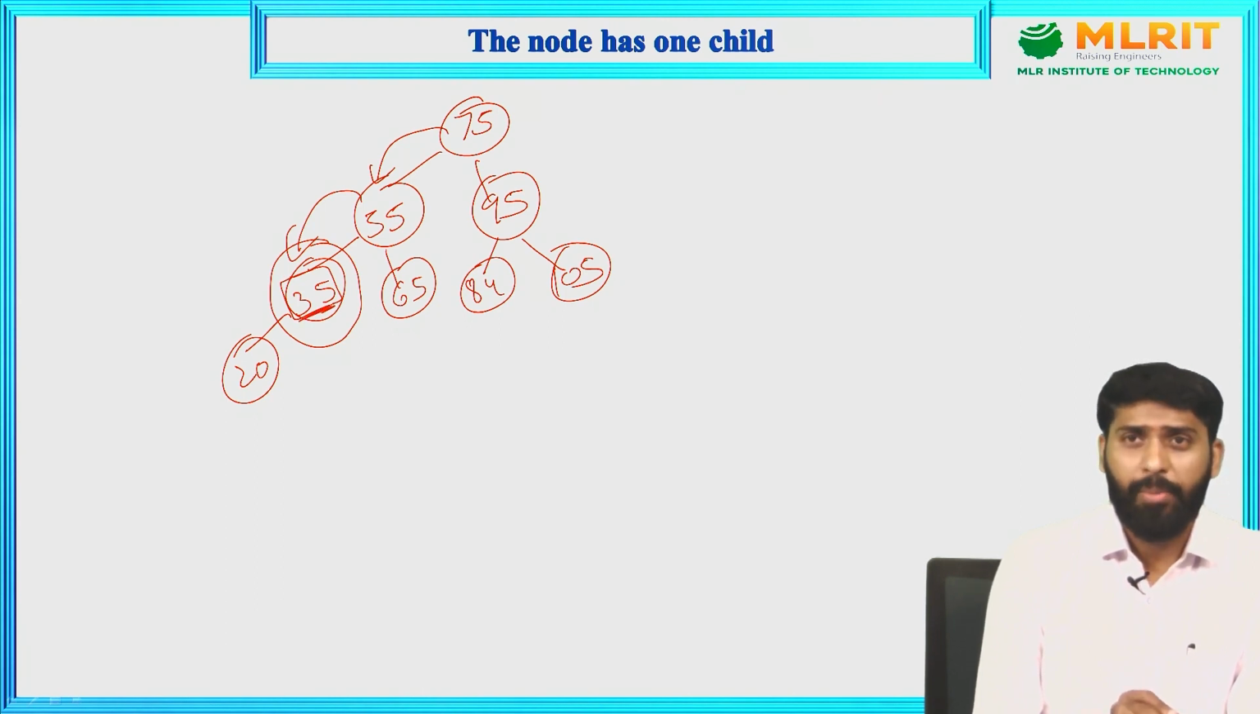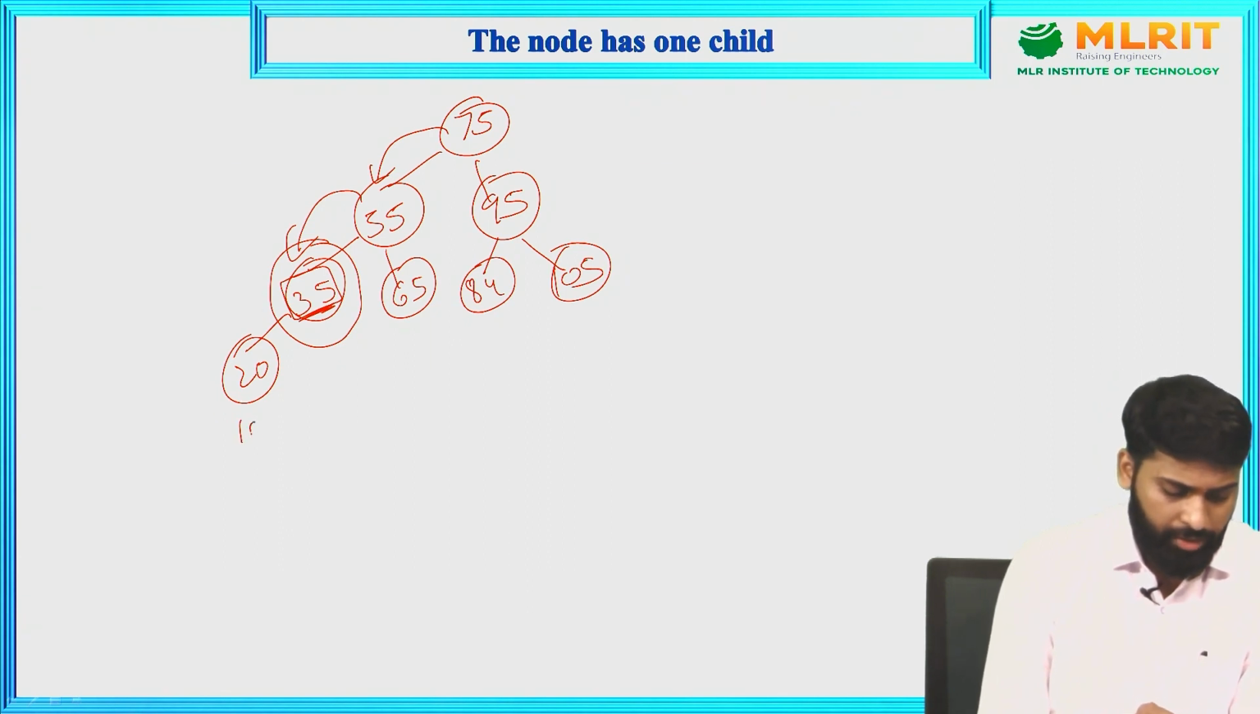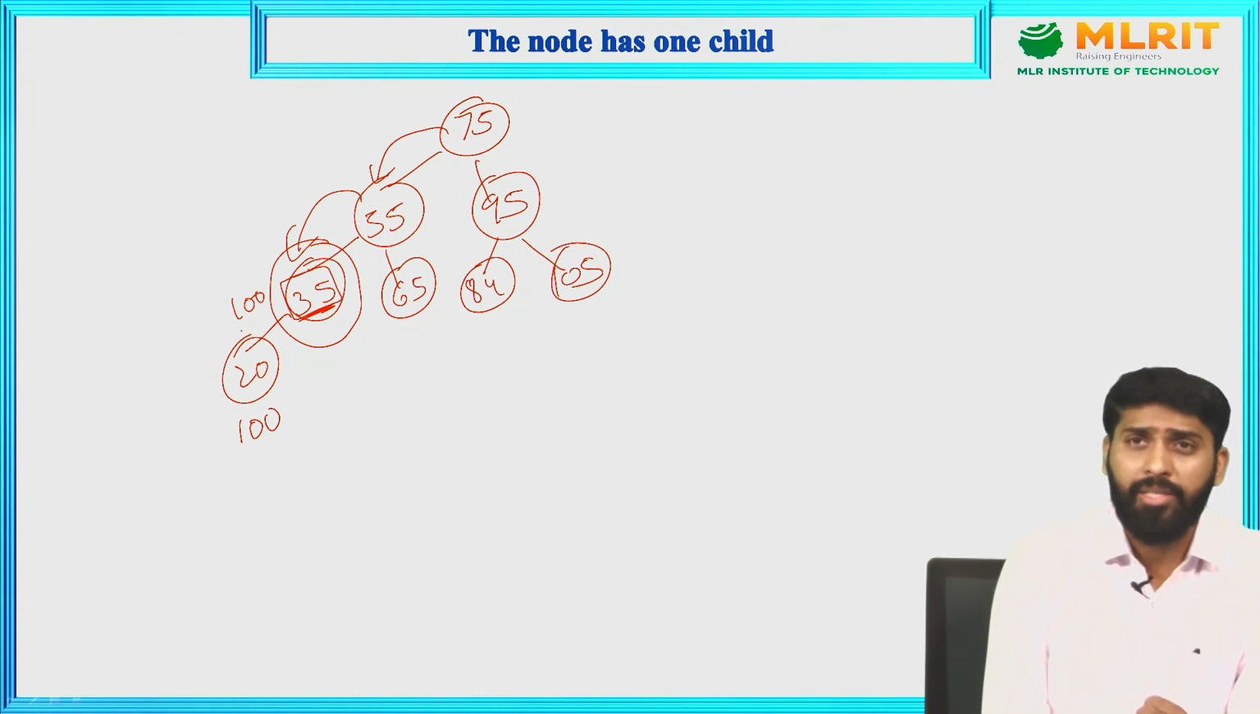Now I want to delete this 35. Before that, I check whether this 35 has children or not. How can we check that? If the left address and right address are null, then it is a leaf node. But if it has any child, maybe a left child or right child, let us assume the address of 20 is 100. Now 100 is the left side address of 35.